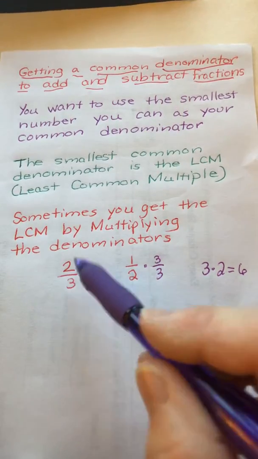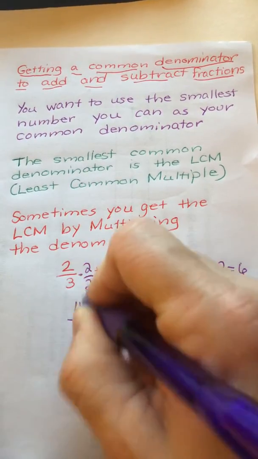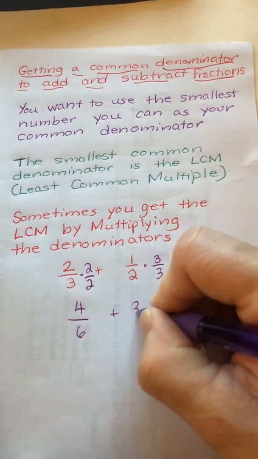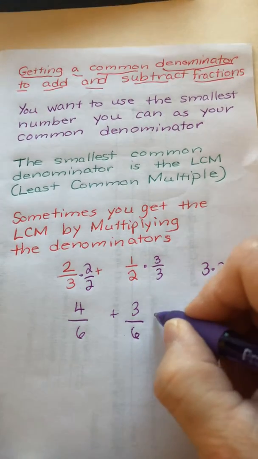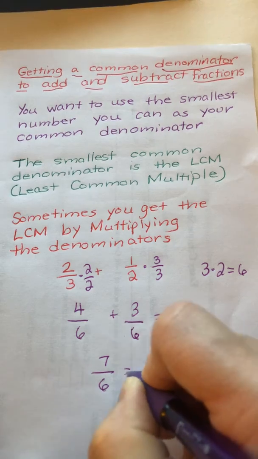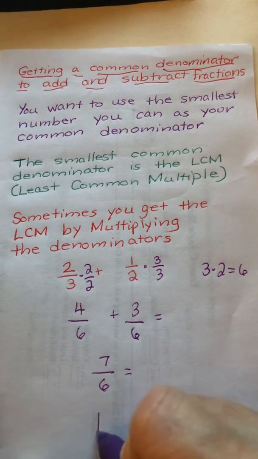So this one, 2 times 2 is 4. 3 times 2 is 6. 1 times 3 is 3. And 2 times 3 is 6. Now, that's going to give me 7/6, which simplifies to be 1 1/6.